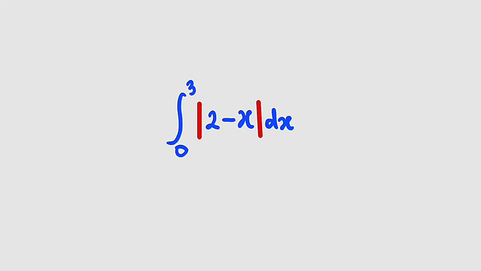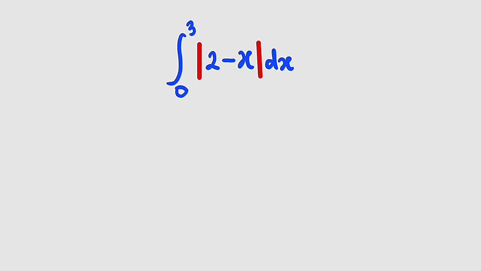Hello, good day viewers. In this tutorial, we are going to integrate the function the absolute value of 2 minus x with respect to x from 0 down to 3. I'm going to show you two different ways to do that. Let's start with the first method.